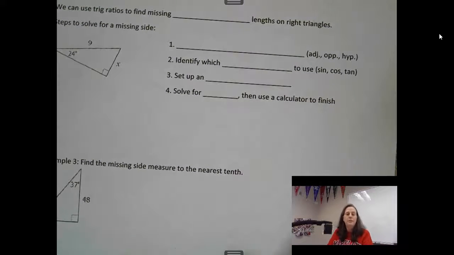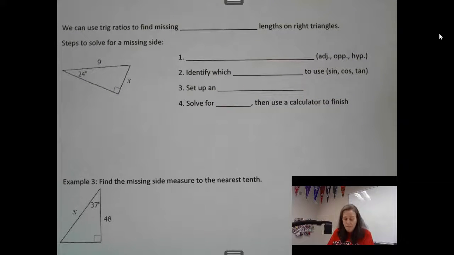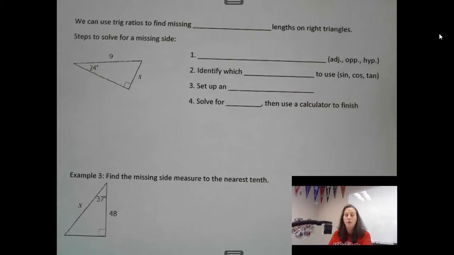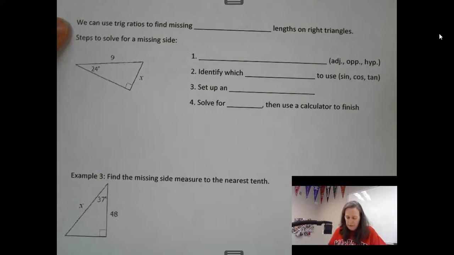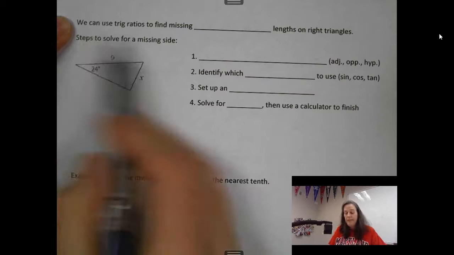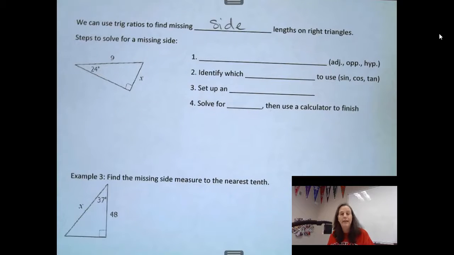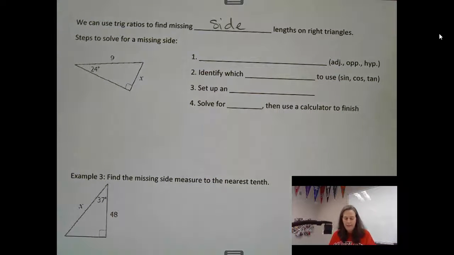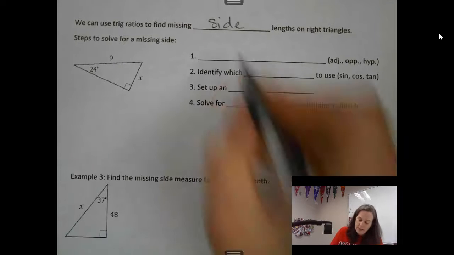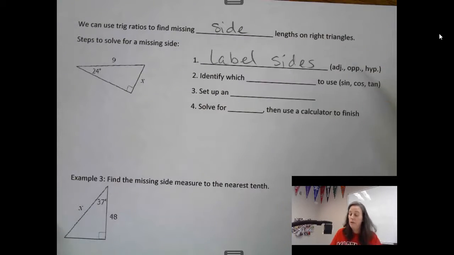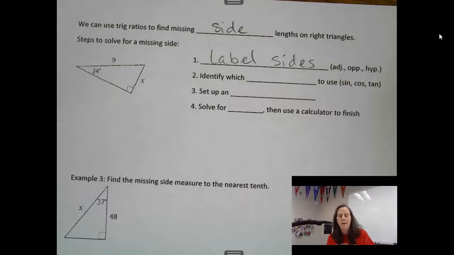So one thing that's really cool about this is that if we are missing sides or angles on a triangle, we can use trig ratios to solve for those missing parts. And we're going to work on sides first. We can use trig ratios to find missing side lengths on right triangles. Okay, and this is how we're going to do it. We're going to label sides. So it really helps to know adjacent, opposite, hypotenuse, to keep that very clear in your mind what's what.